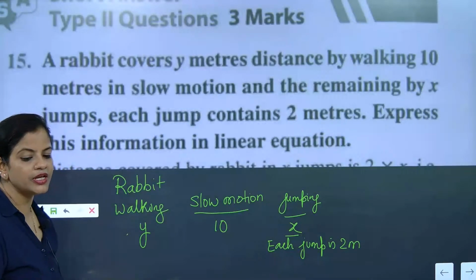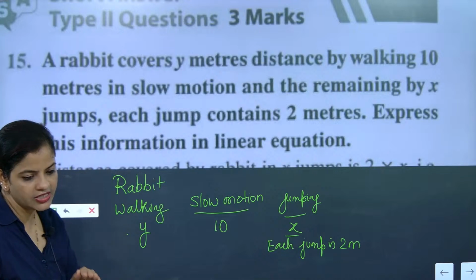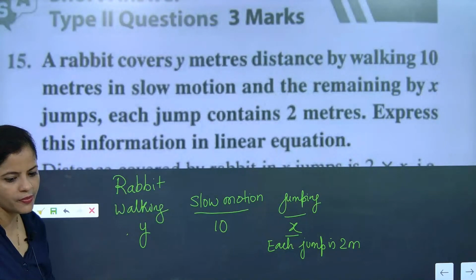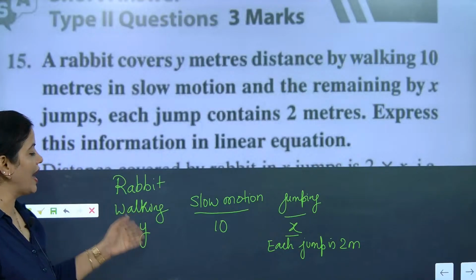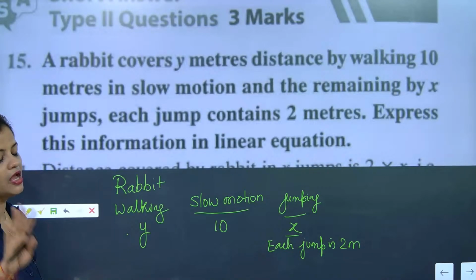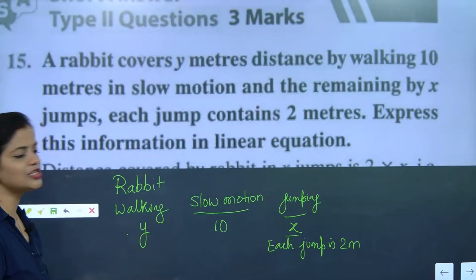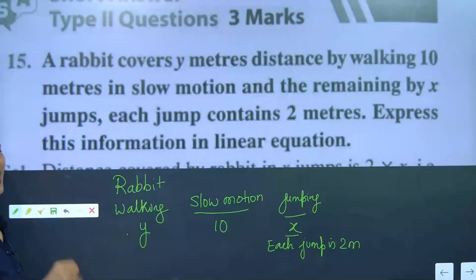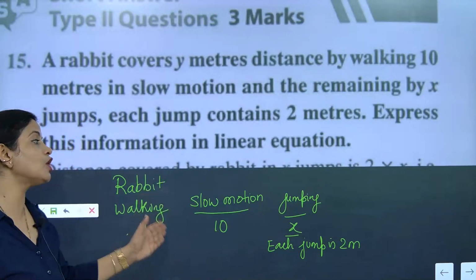The question is very simple. They are telling that a rabbit is covering some distance. In that, what they are telling is that y meter it is walking. So the rabbit is normal walking. How much? Sorry, how many meters? Y meter. After that, it is moving in slow motion 10. So walking and slow motion is y plus 10. The total distance is y plus 10. But the rabbit is also jumping.